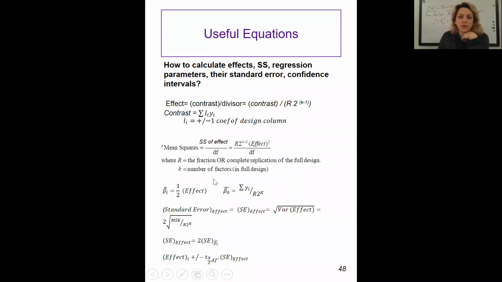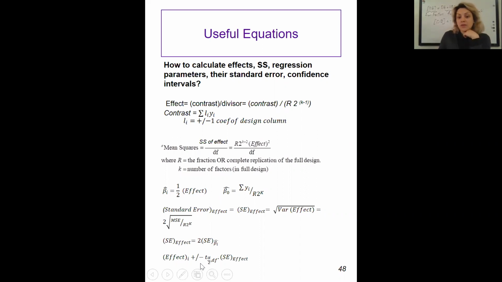I had a typo here and I just fixed it, so in your notes is the correct one. It's half of the effect, not effect squared. So because of that, the standard error of the effect is going to be 2 times the standard error of beta. You can use this equation for it.